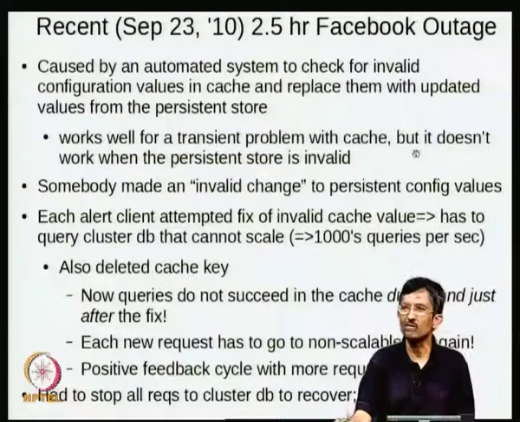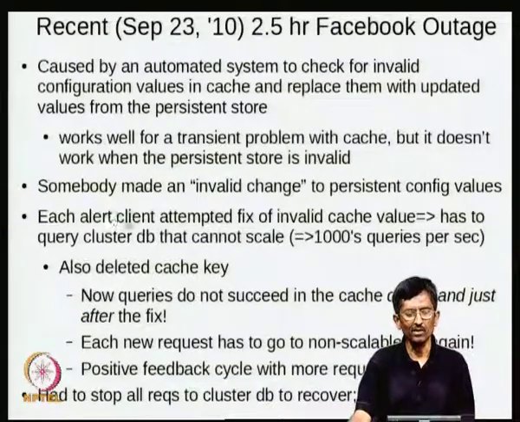It is always possible. Somebody makes a mistake. Okay. Now, if there is an invalid change to a persistent configuration value, then what will happen? If your system has been written well, the alert client will notice that something in the cached value does not work right. We can detect it by, for example, things like a CRC or a hash or some such thing. We can keep track of whether some configuration value is valid or not. There is some simple way to check.